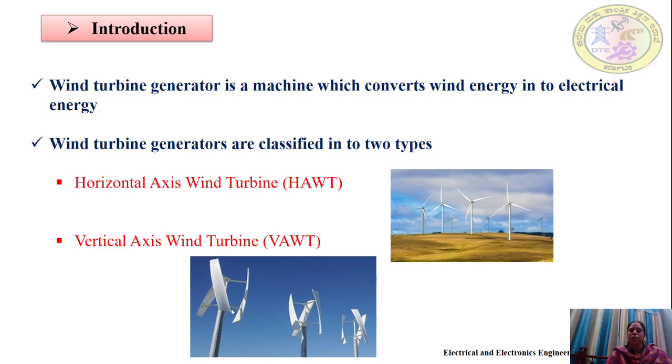This is the image of a vertical axis wind turbine. When the rotating axis is perpendicular to the wind stream, it is called a vertical axis wind turbine.